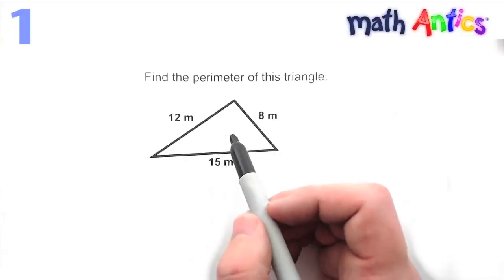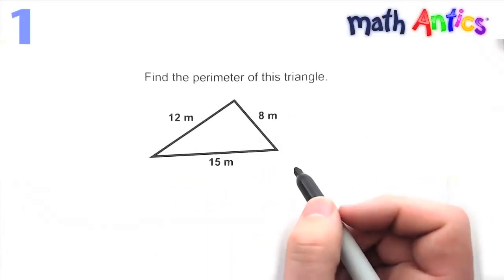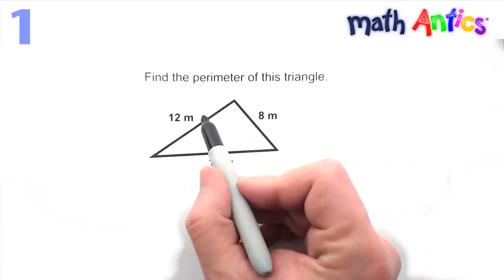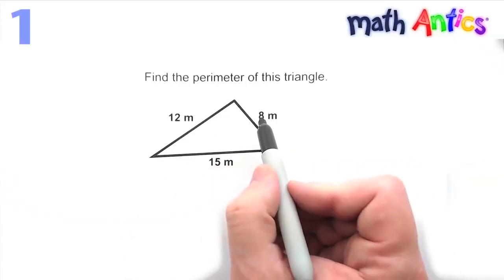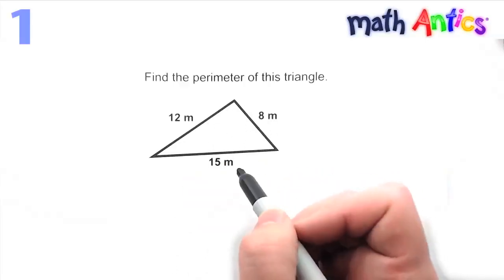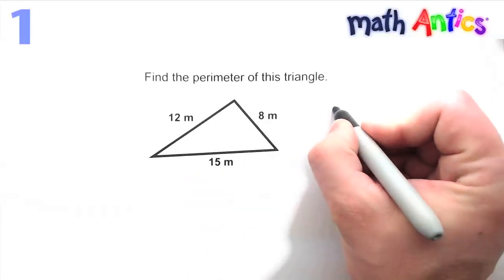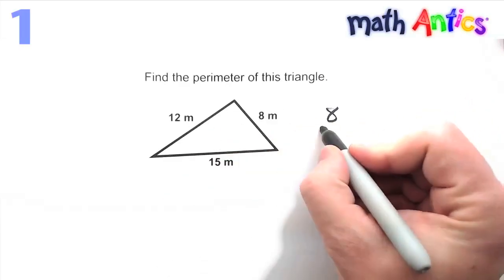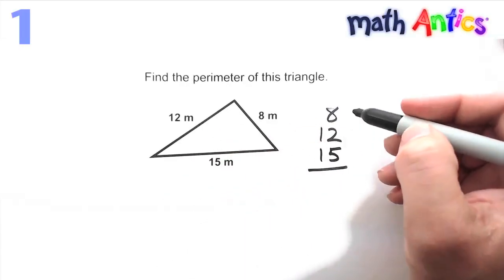For our first problem, we need to find the perimeter of this triangle. And if you remember from the video lesson, the perimeter is just the total length all the way around a polygon. So we just add up the length of each side together and we'll have the perimeter. All right, so we have 8 plus 12 plus 15. All right, so let's add that up.